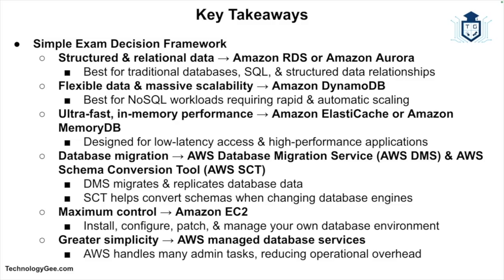If your data is structured and relational, you want to use RDS or Aurora. If your data is flexible and needs massive scale, you want to use DynamoDB. If you need ultra fast performance, you want to use Elasticache or MemoryDB. If you need to migrate your data, you want to use DMS or SCT. If you want full control, use EC2. And if you want simplicity, then use managed services.